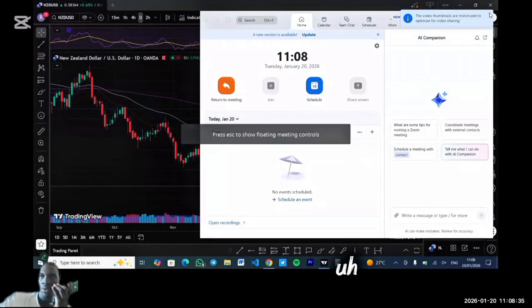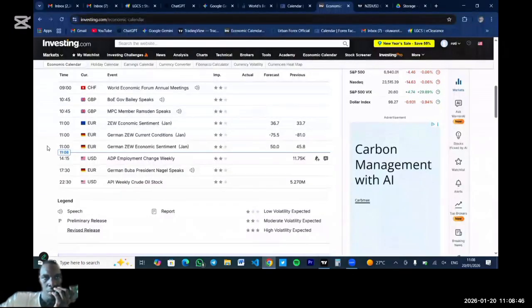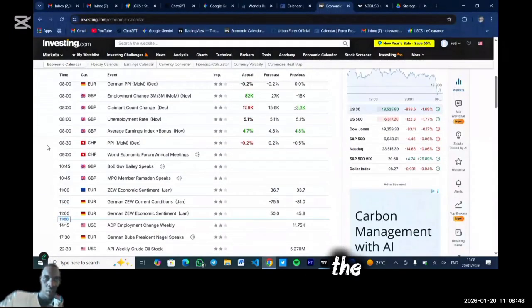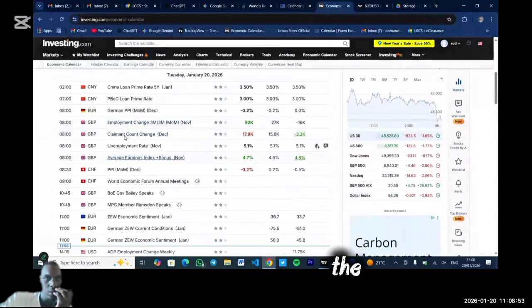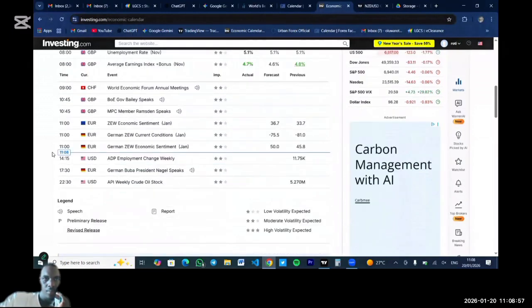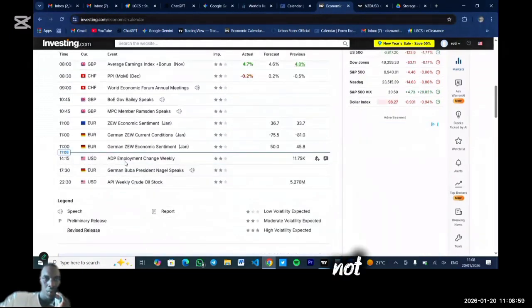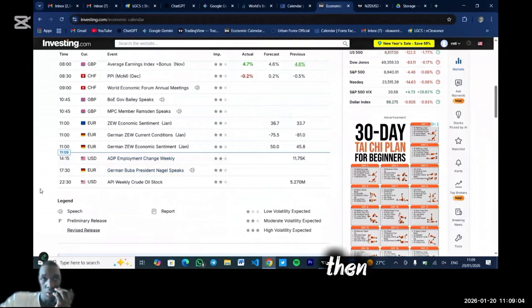Alright, new update. This is 11 a.m. London opened around 9 a.m. Let me check the news calendar first. Most of the news events for the day have already been released. The most important one is the pound employment data. Not a lot of news events in the US session, but the US is open today, so I'll just wait to see what happens there.